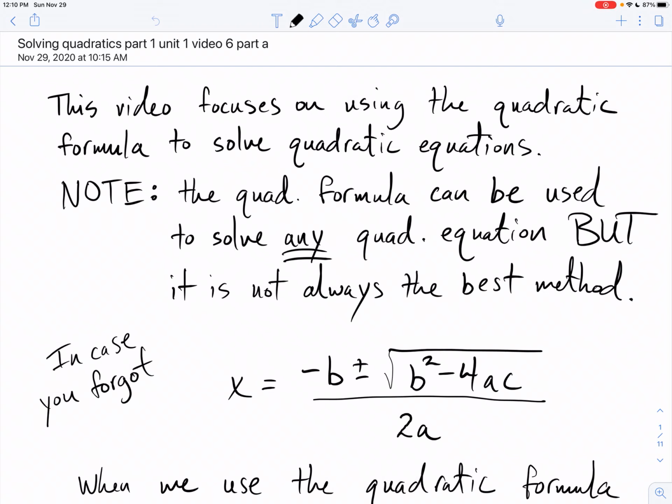Okay guys, we're going to solve some quadratics. We've practiced simplifying radicals, things like that. So this video focuses on using the quadratic formula.